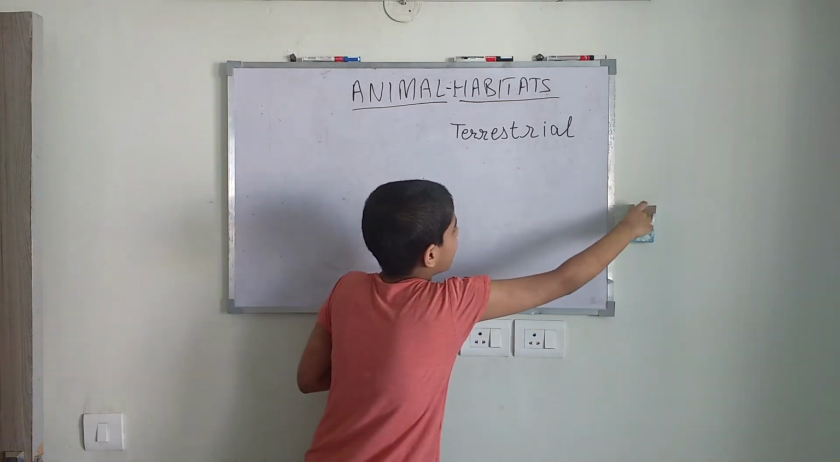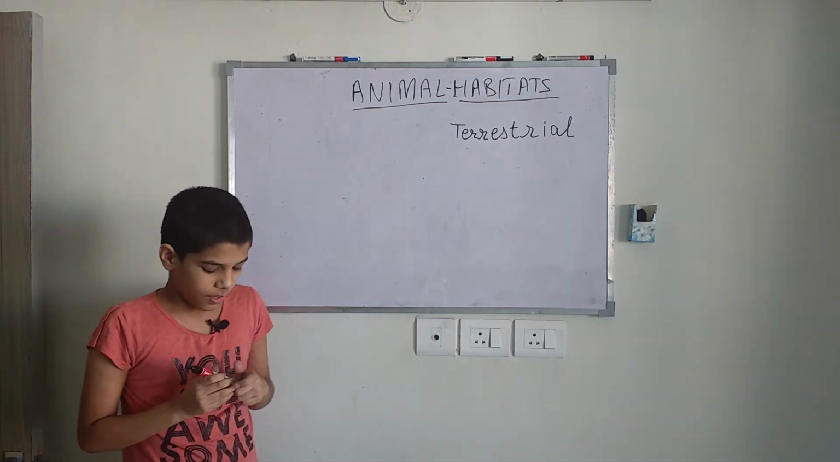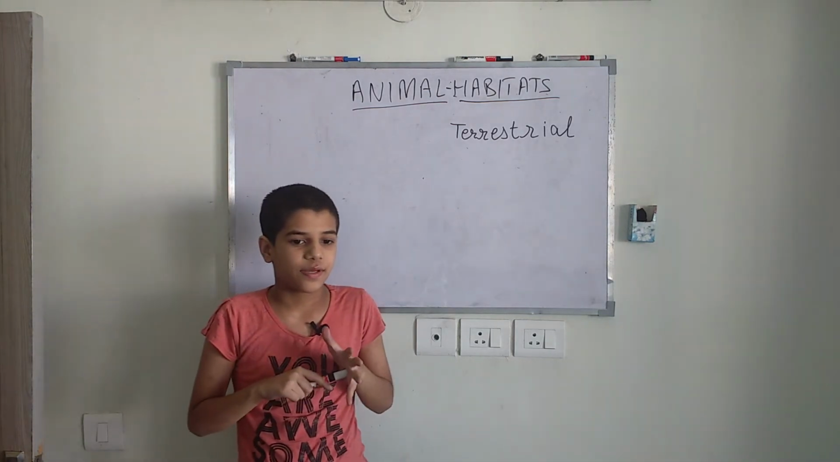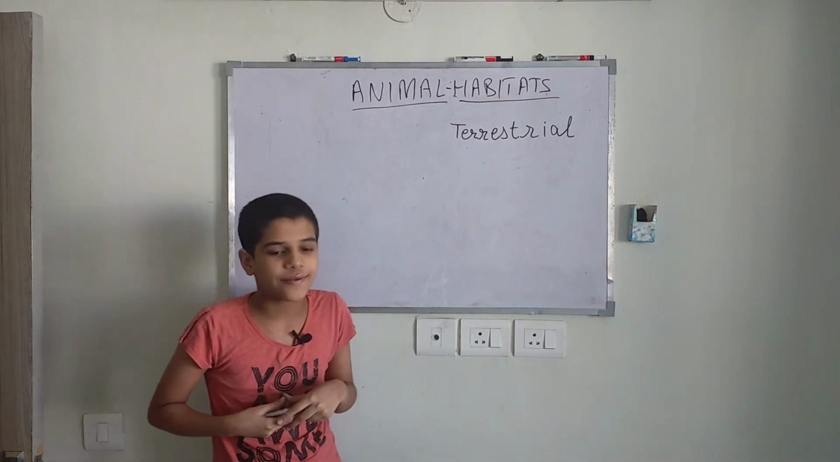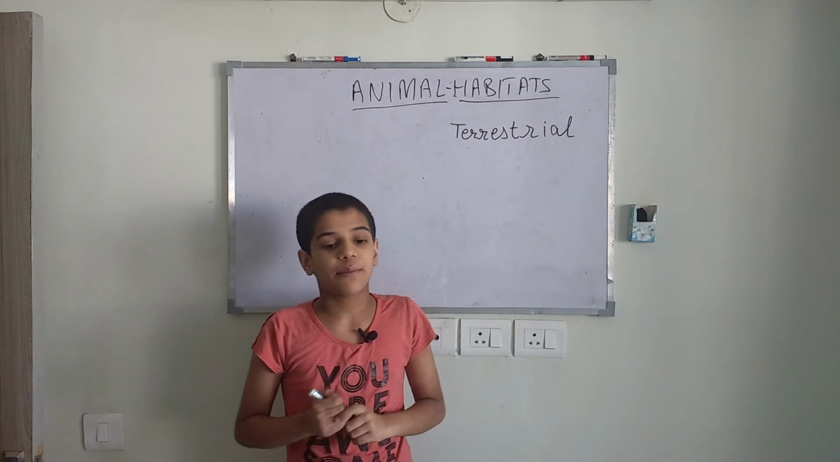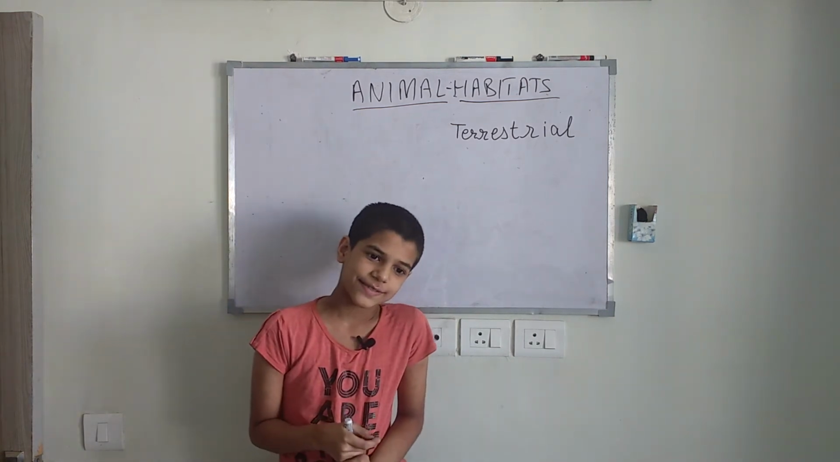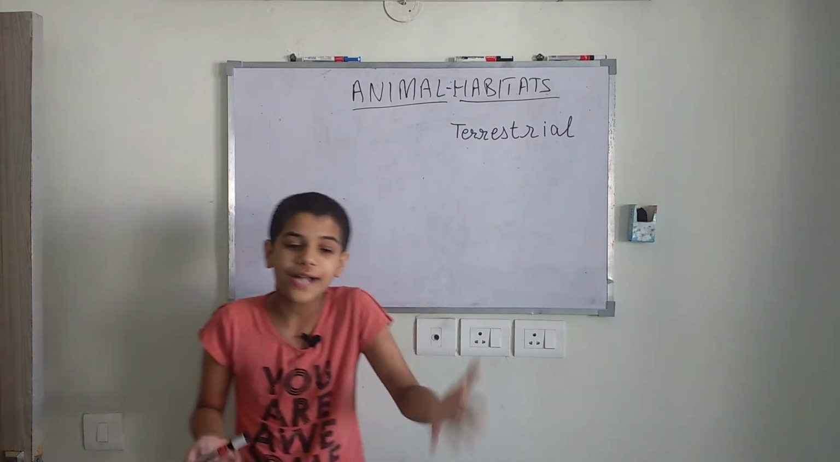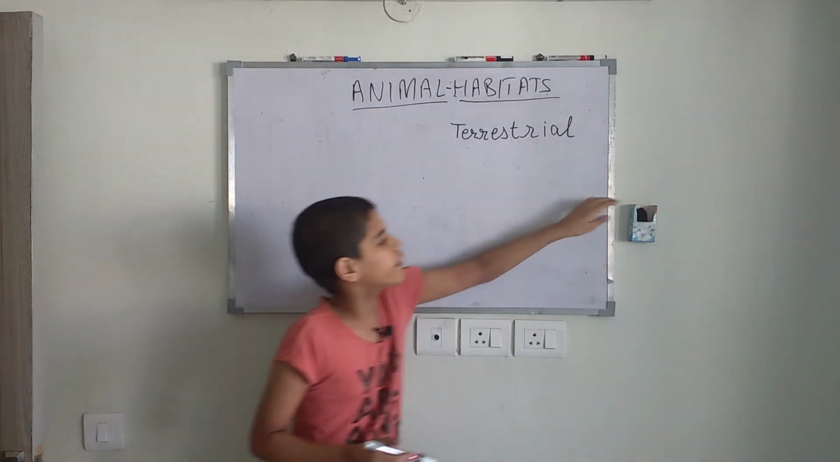Yes. Now let's come to the arboreal category. Animals which live on trees are in the arboreal category, right? Can you tell me the examples once more? Yes, monkeys, squirrels also, and sloths also. Sloths are creatures that climb very slowly.